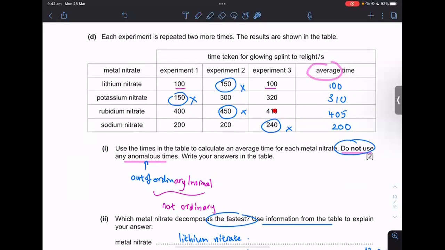400, 410, very close. 450 is out of ordinary. 200, 200, very close. 240 is out of ordinary. That specified do not use.